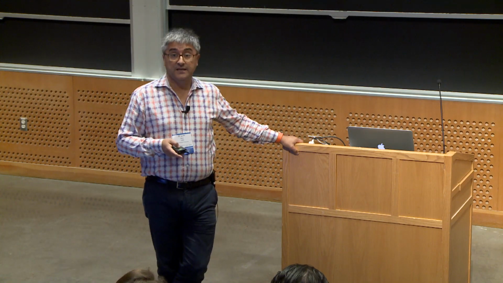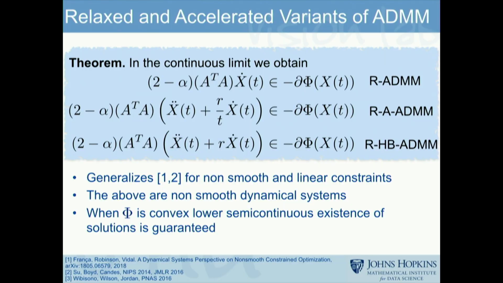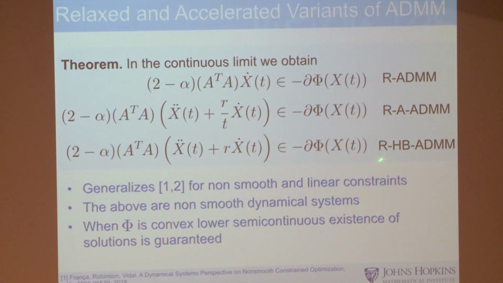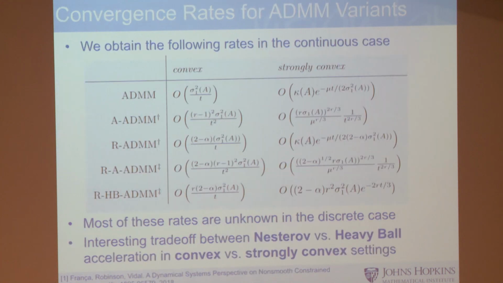This can be extended to many other algorithms. This is what is known as relaxed ADMM or relaxed accelerated ADMM. Sorry, let me go back. Relaxed ADMM, relaxed accelerated, and this is known as the heavy ball algorithm. All of them have a differential inclusion, and all of them come with stability analysis and rates. This is just a table containing all of the rates that we've been able to derive for all of these variants of ADMM algorithms.